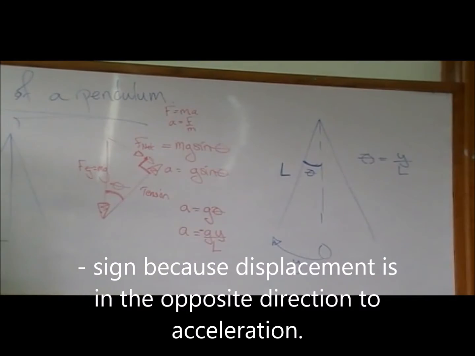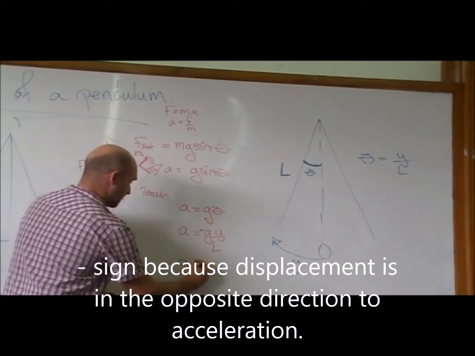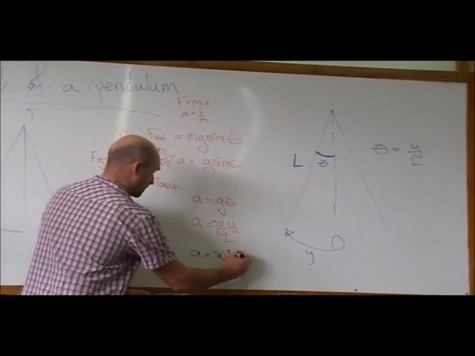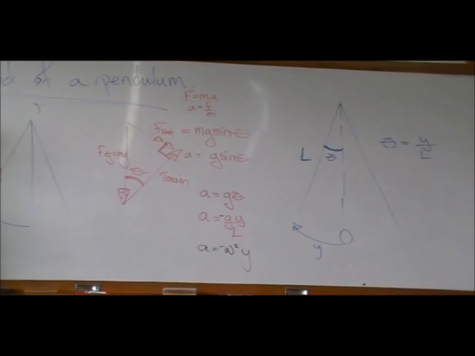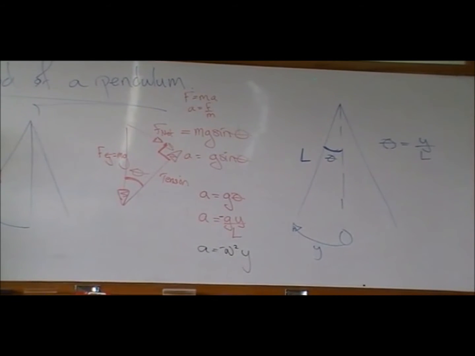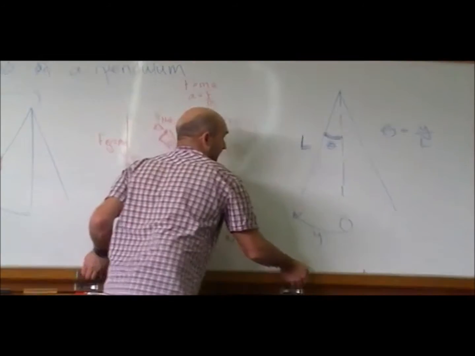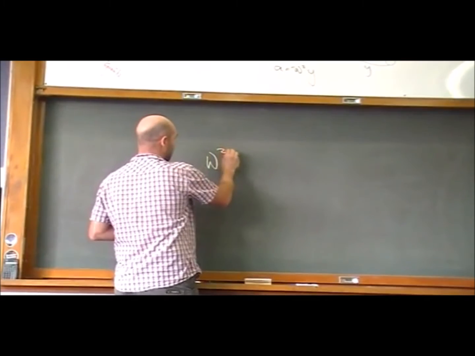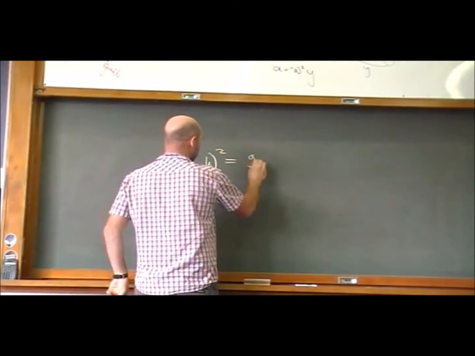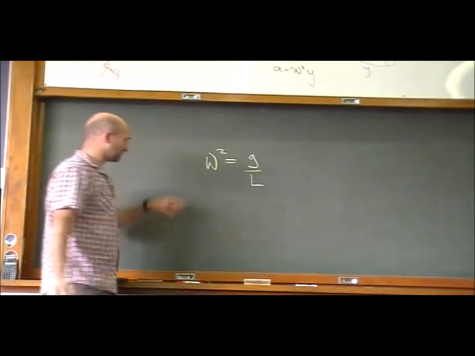But simple harmonic motion: a equals minus omega squared y. Spot any similarities? Yeah, a and y, and the minus sign. What's omega? Angular velocity. It's 2 pi over T. Check this out. Omega squared is g upon L.